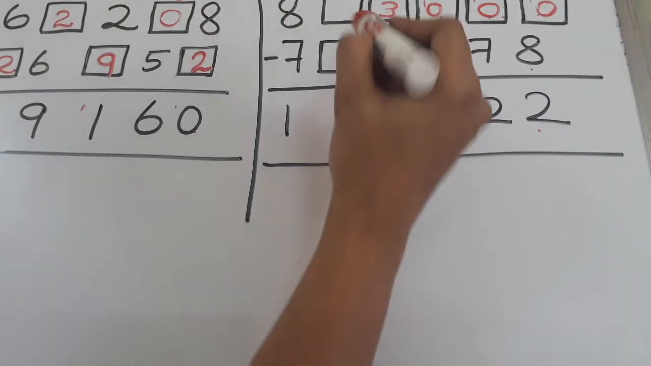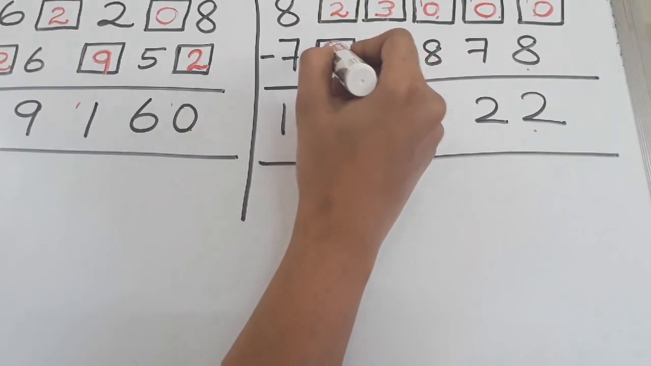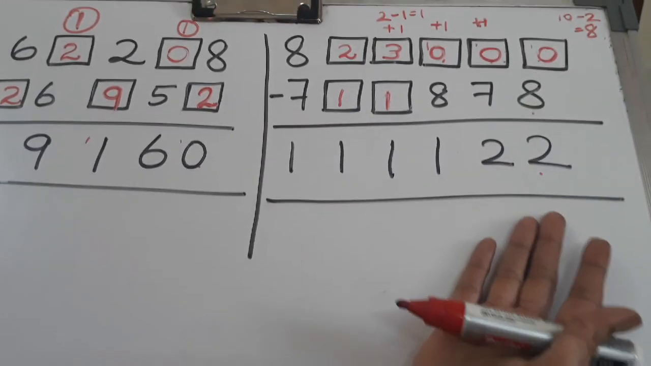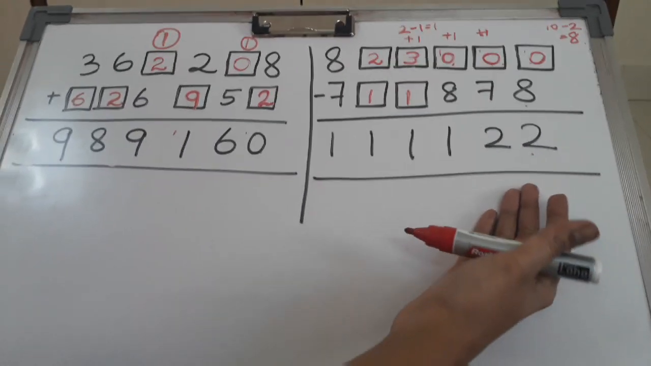Similarly, we can write any number here randomly. Suppose 2 minus 1 is what? 1. So this is the way we have to solve this type of question.